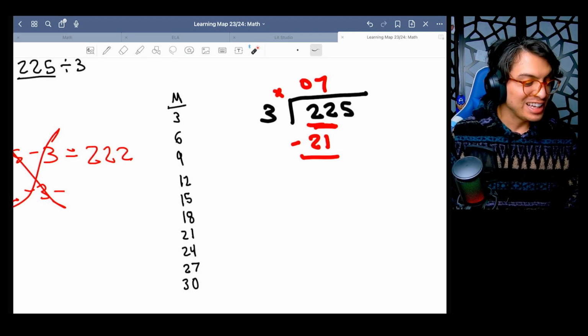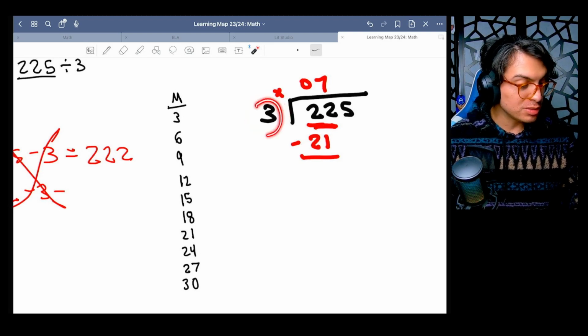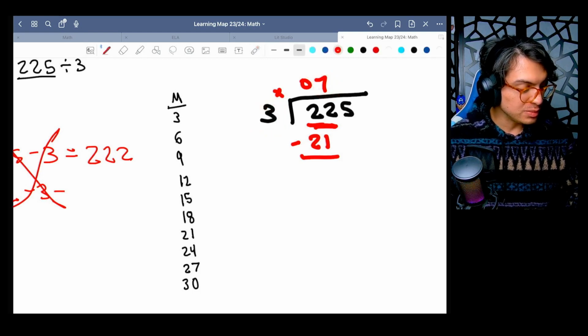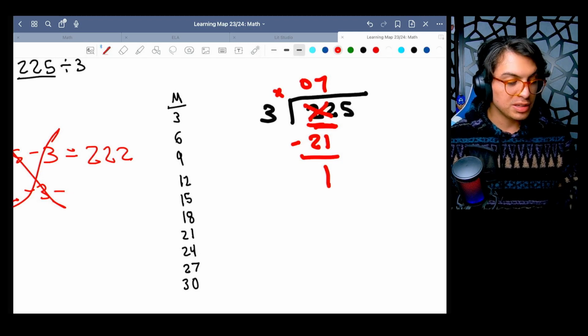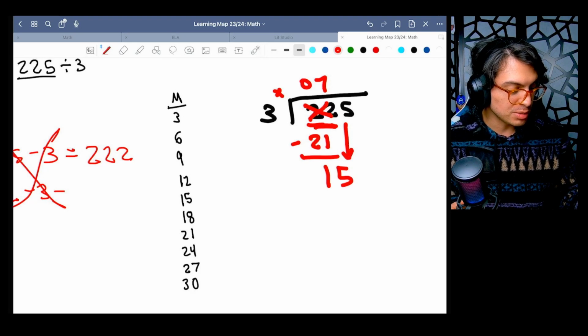So the closest we could get was 21. We did that big chunk by multiplying 3 times 7. That gave us 21. We can subtract it. We have 1 left. We used all these place values, but we're not done. We have one more place value to bring down. Bring him to the party.